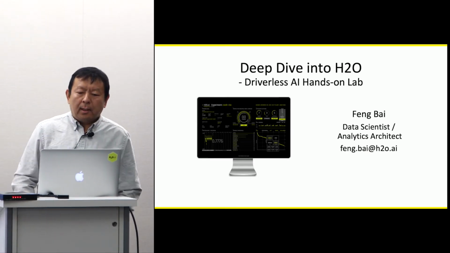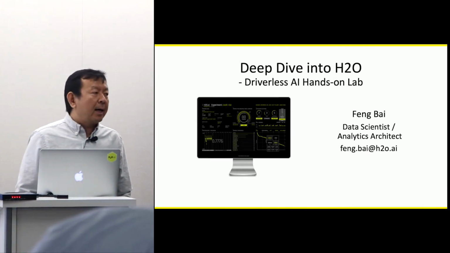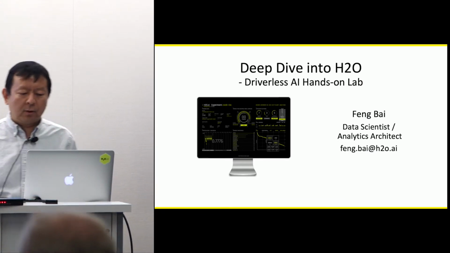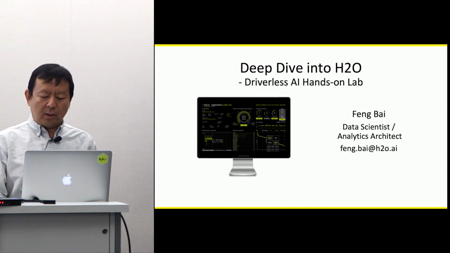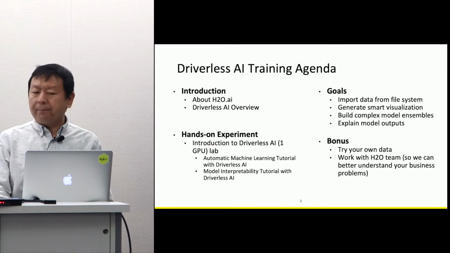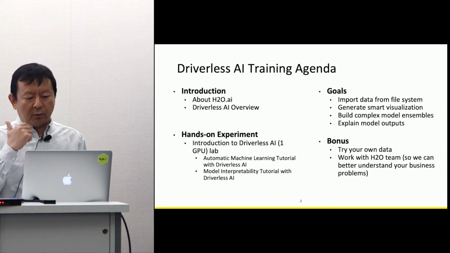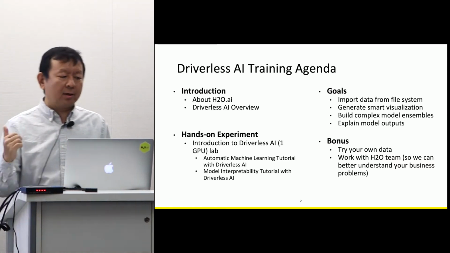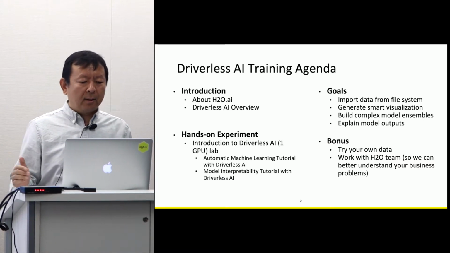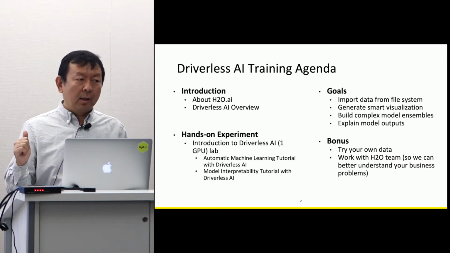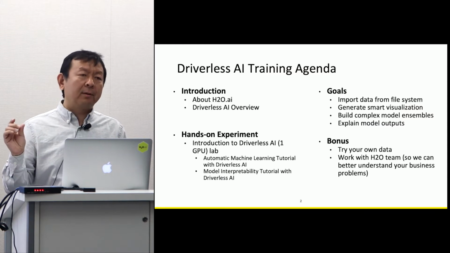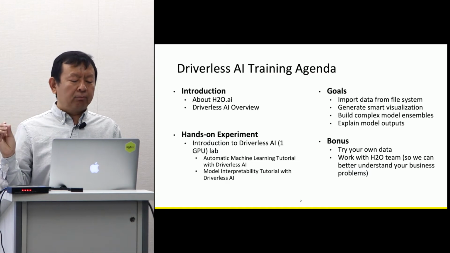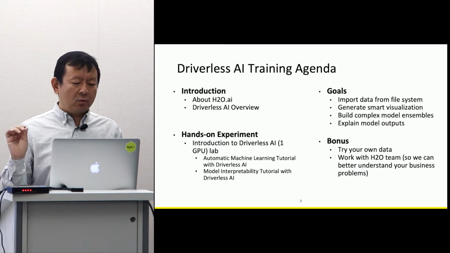Okay, so again, my name is Feng Bai, F-E-N-G B-A-I, pronounced like Feng. I'm a data scientist and also analytics architect at H2O.ai. Today, I am going to introduce our company first, and then I'll give you a brief introduction of Driverless AI, and then we will do some hands-on experiments. We have one lab that will start one Amazon EC2 instance, and then you can run several different things there. We have detailed instructions there.